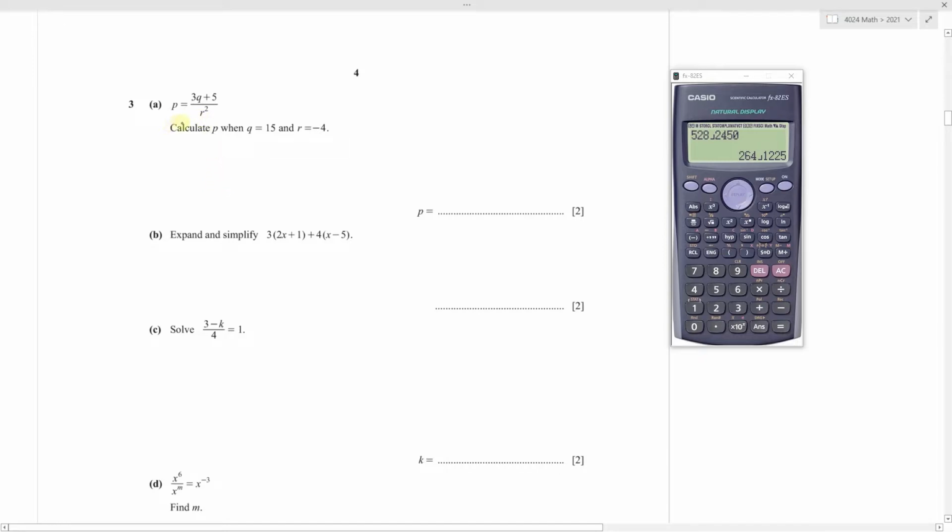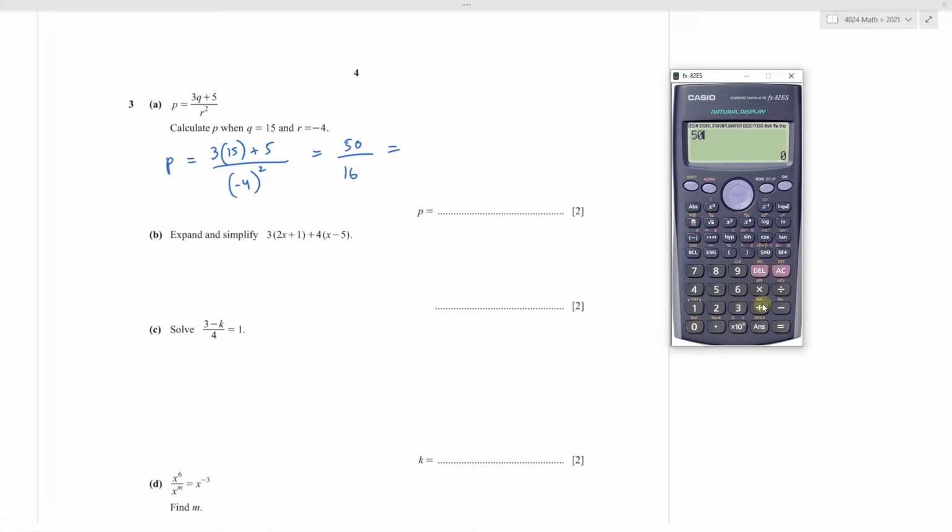Question number 3, part A. You're given P equals 3Q plus 5 over R squared. Calculate P when Q equals 15 and R equals minus 4. So you'll simply substitute the values. 3 times Q, which is 15, plus 5 divided by R squared, minus 4 squared. 15 3s are 45. 45 plus 5 is 50, divided by minus 4 squared will be positive 16. So 50 divided by 16 is 3.125.